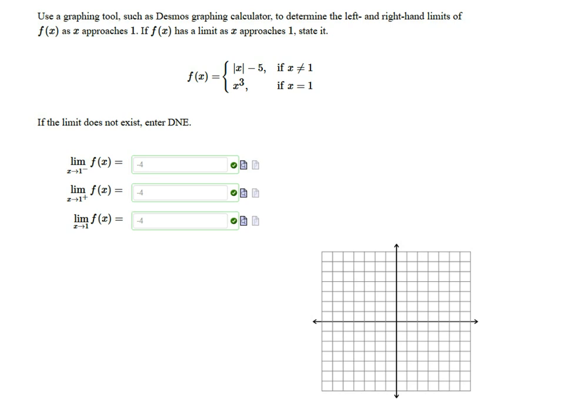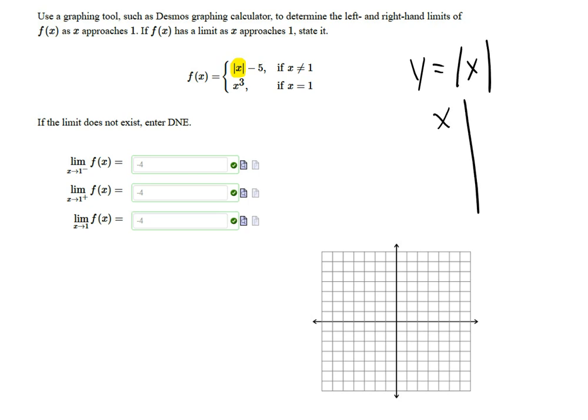Okay, they want you to use a graphing tool such as the Desmos graphing calculator to determine the left and right hand limits of the function as x approaches the number 1. But it's a piecewise function. If you look at the first function, it says f of x is equal to the absolute value of x, but then it's minus 5.